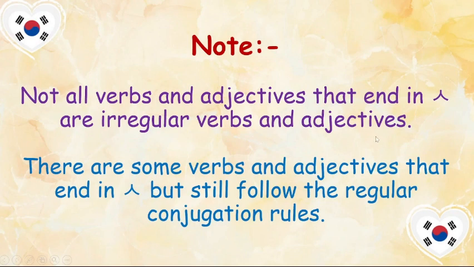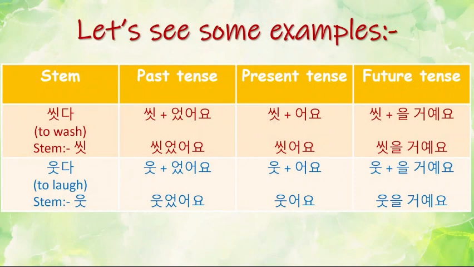Okay, ये irregular हर verb और हर adjective पे apply नहीं होता है, भले ही ऐसे कई verbs हैं जो sheer से end हो रहे हो. Okay, लेकिन फिर भी उन पर apply नहीं होता है. Okay, there are some verbs and adjectives that end in sheer but still follow the regular conjugation rules. Okay, there are some exceptions. Okay, now let's see some very common verbs that do not follow the irregular conjugation rule.